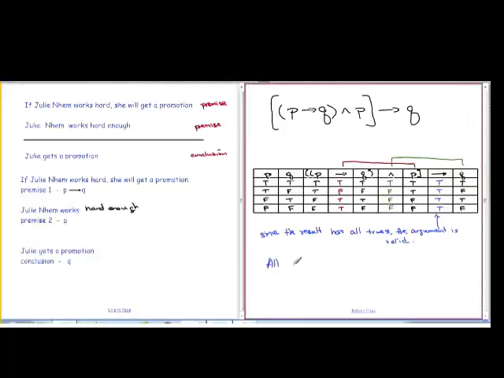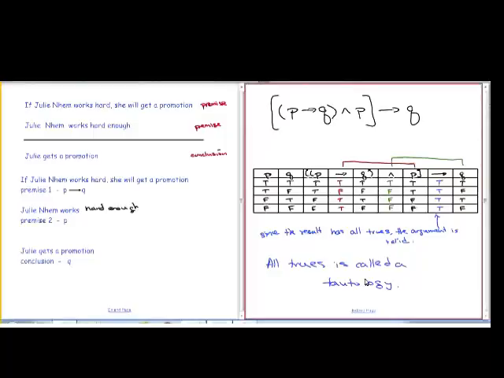And all truths is called a tautology. Tautology. It's just a special name for a truth table that has all truths. So that's pretty much it. We're just going to do some more examples as we go through. But that's the basic procedure.